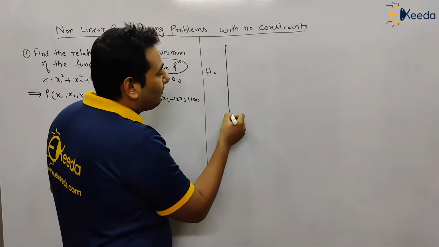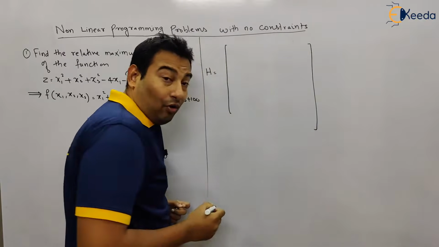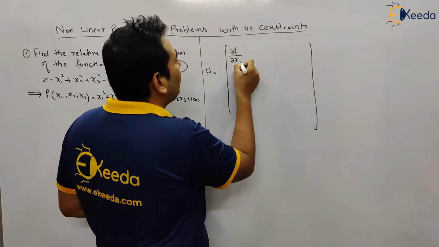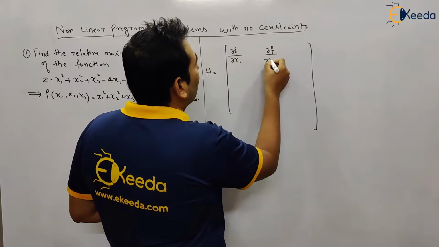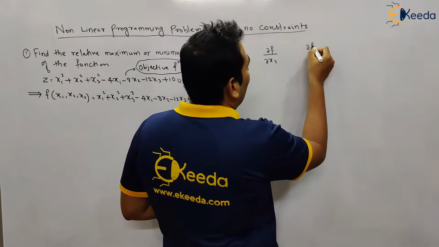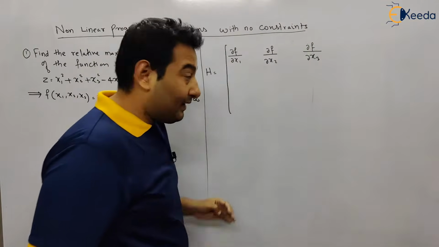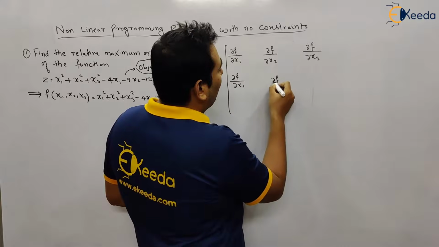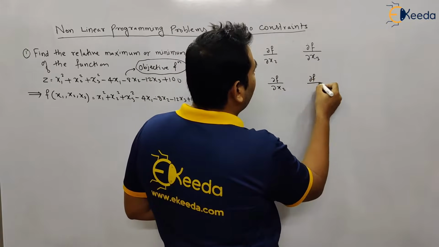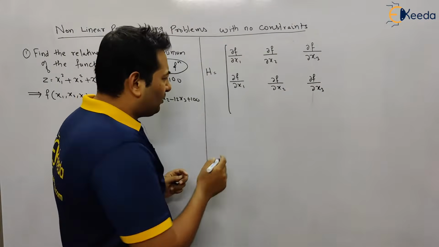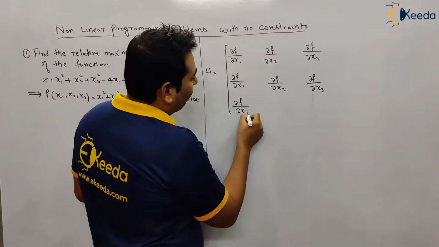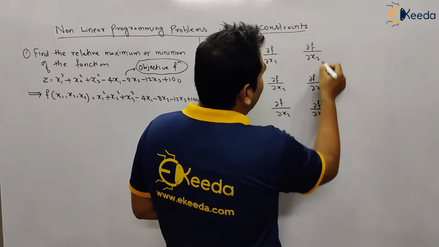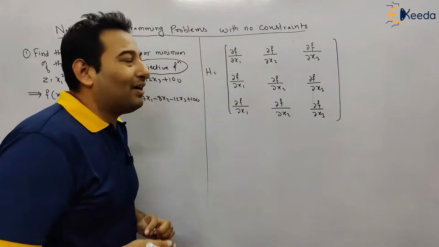See the way I am writing this matrix, I am forming this matrix. This is very important. First of all, I am going to write it down here, dou f upon dou x1. See the way I am writing, dou f upon dou x2 and dou f upon dou x3. Next, repeat this thing, dou f upon dou x1 again, dou f upon dou x2. I'll tell you what is the use of this matrix. First of all, let us see how to form this matrix. Dou f upon dou x1, dou f upon dou x2 and dou f upon dou x3. So this is your Hessian matrix.